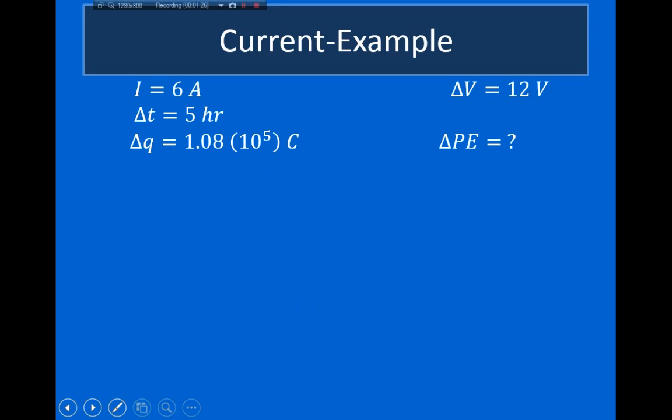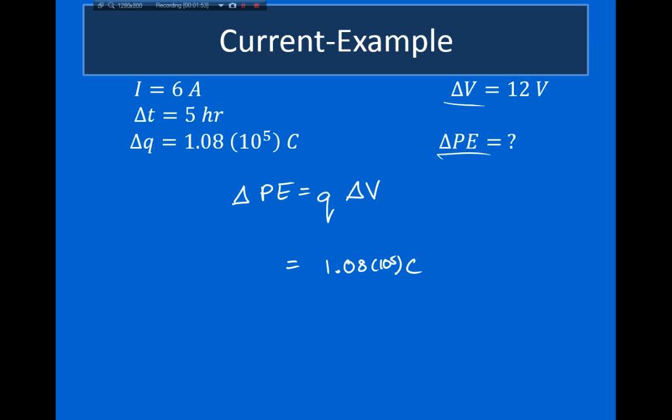Now the second part of the question asks us to determine the amount of energy that's transferred to the battery. So what we need to do now is relate the change in the energy to the charge and the change in the voltage. Remember that the change in the potential energy is going to be equal to the charge that moves through a voltage, delta V, times the voltage difference, delta V. So this is going to equal 1.08 times 10 to the 5th coulombs times 12 volts. And if we plug this into a calculator, we can see that the energy that was given to the battery is 1.3 times 10 to the 6 joules.